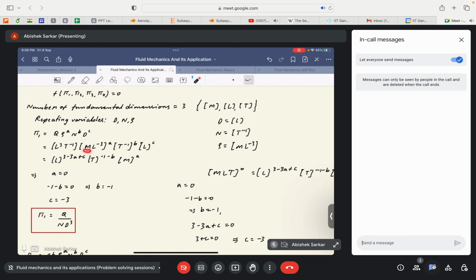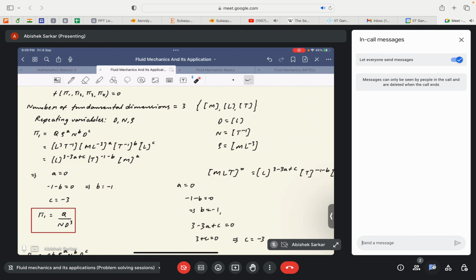Then from m we have only a, and since this product should give the value 1 on the left hand side, all these terms should have their dimension as unity. That will only be possible if their powers are equal to 0. So it essentially tells us that a would be equal to 0.